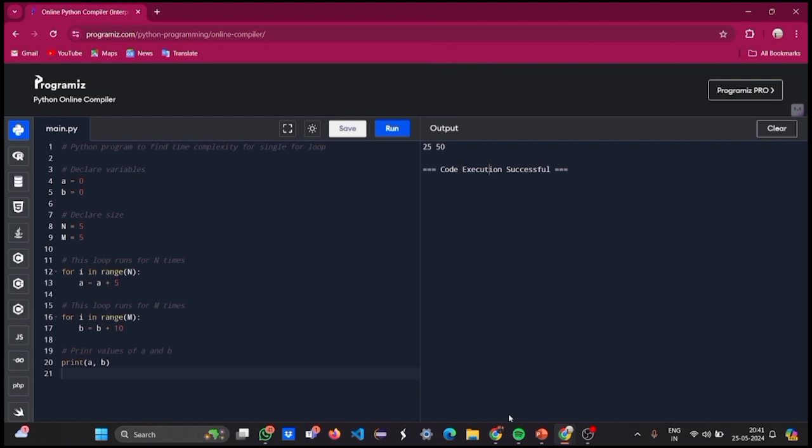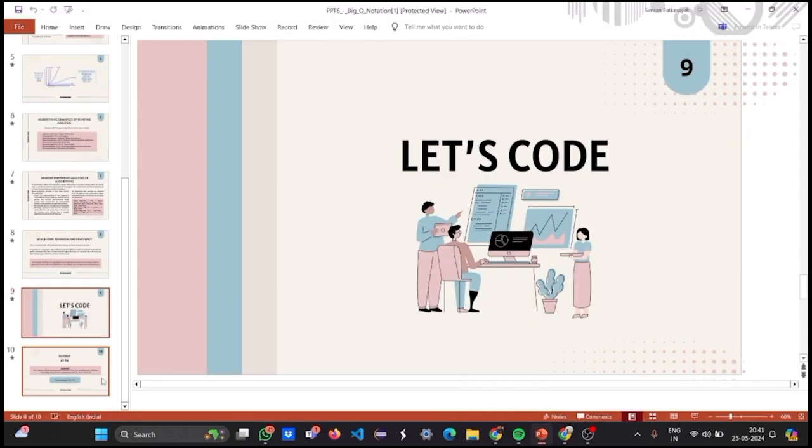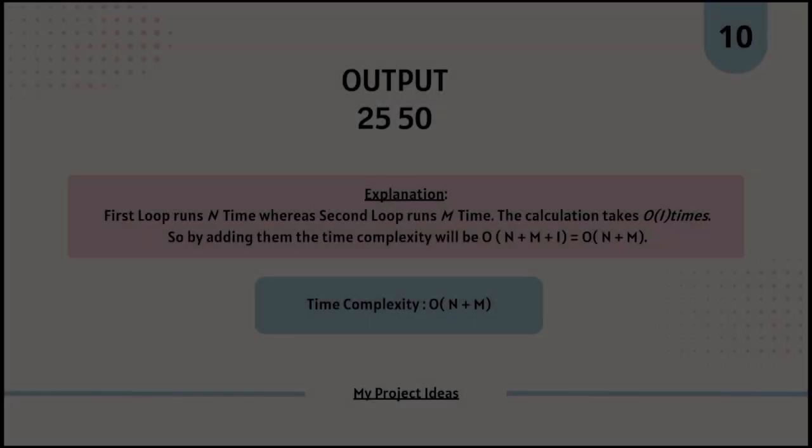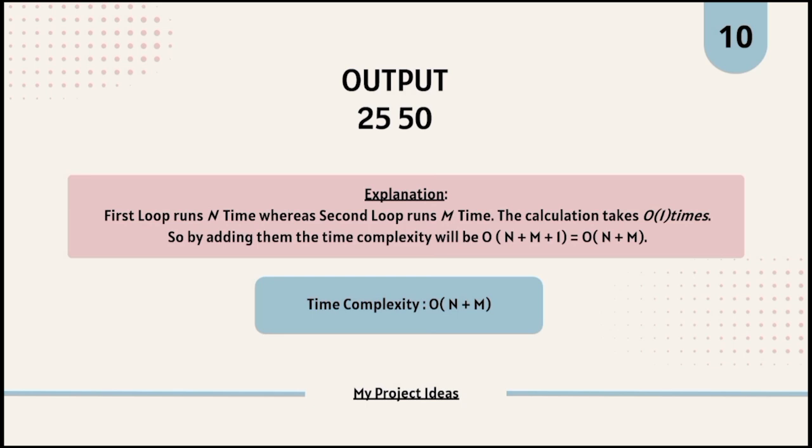Simple. Now let's have a look at the time complexities and how it happens. Let me make it full screen. So the output is 25 and 50, which you got there. The first loop runs n times and the second loop runs m times. The calculation takes constant time, big O of 1. I'm sorry, not linear, it's constant. So by adding the time complexities, you get big O of n plus m plus 1, that is big O of n plus m. So the time complexity becomes big O of n plus m.